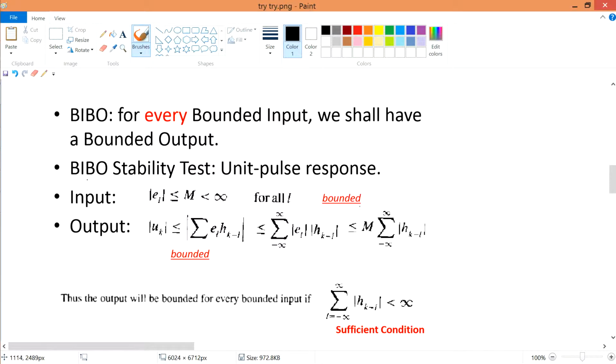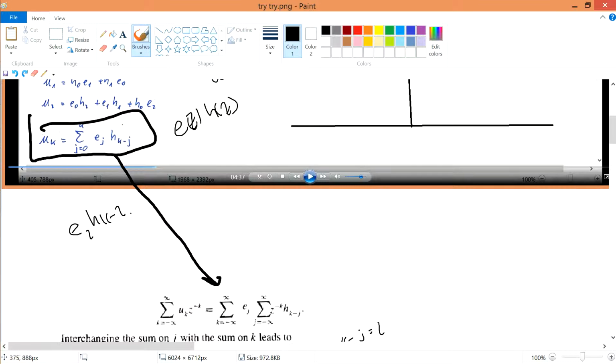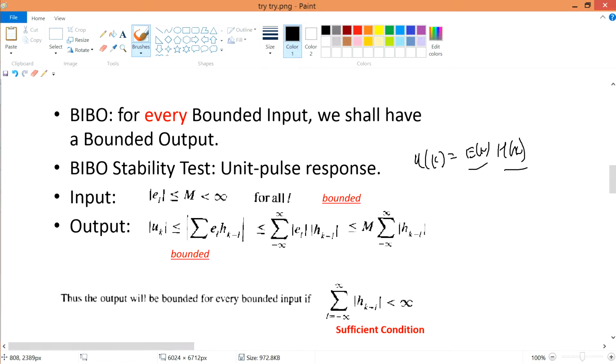Next up is slightly hard to explain, but I'll try my best. Your Uk is equal to your Ek multiplied by your Hk, input multiplied by transfer function is equal to output. So your output must be smaller or equal to the sum of E_L H_(k minus L). You may not know where this is coming from, but it's coming back from our earlier work, this thing, E_J H_(k minus J). Instead of J, I just write L. So E_L H_(k minus L).